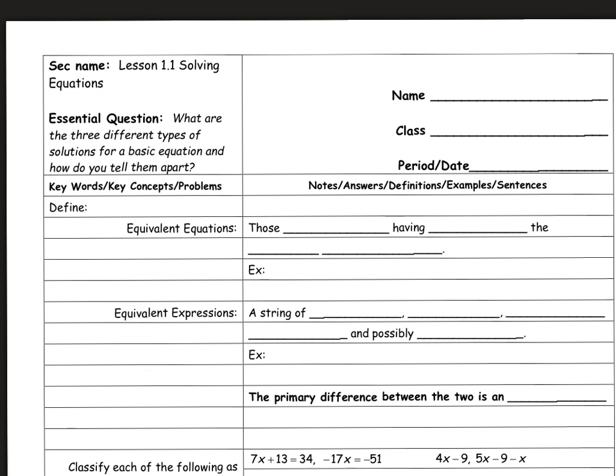So our first vocabulary word is equivalent equations. Equivalent equations are those equations having exactly the same solution. An example is 4x plus 1 equals 17 and 2x minus 4 equals 4. If you solve each of those for x, you'll get x equals 4 for both of them, and because they have the same solution, that makes them equivalent equations.